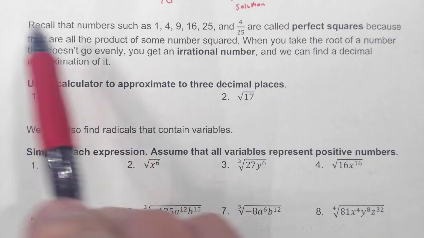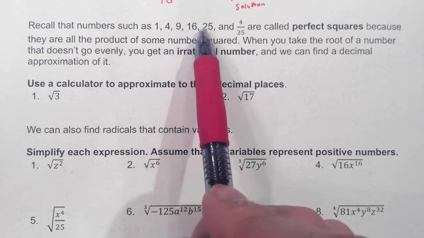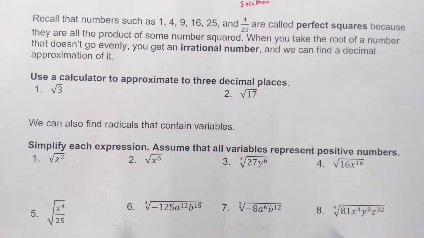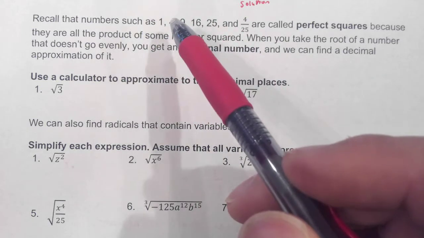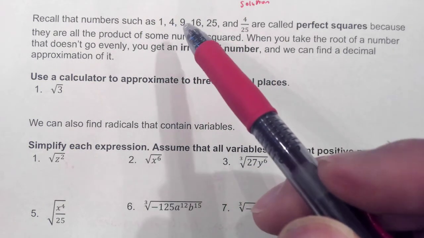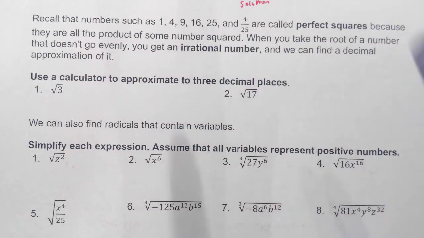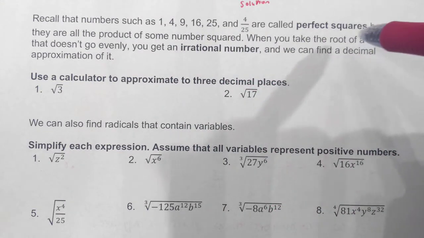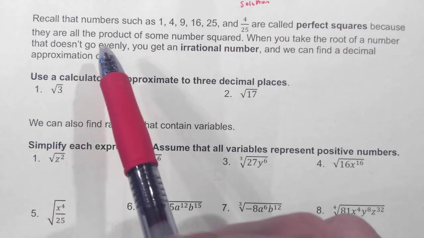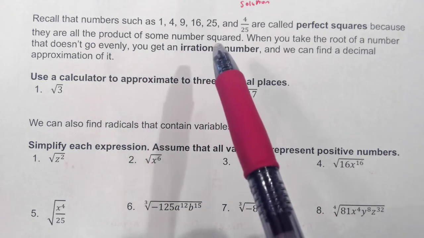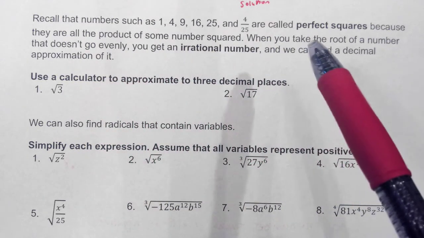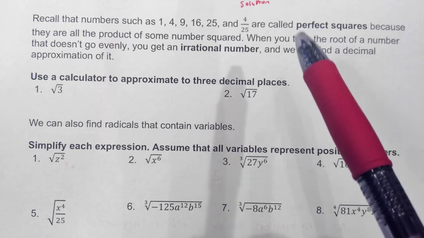Next. So remember that these numbers, 1, 4, 9, 16, 25, and 4/25ths, are all perfect squares because they're some number squared. 1 times 1 is 1. 2 times 2 is 4. 3 times 3 is 9. 4 times 4 is 16, and so on. So when you take the root of a number that doesn't go evenly, you get what's called an irrational number because it goes on forever in a non-repeating fashion.